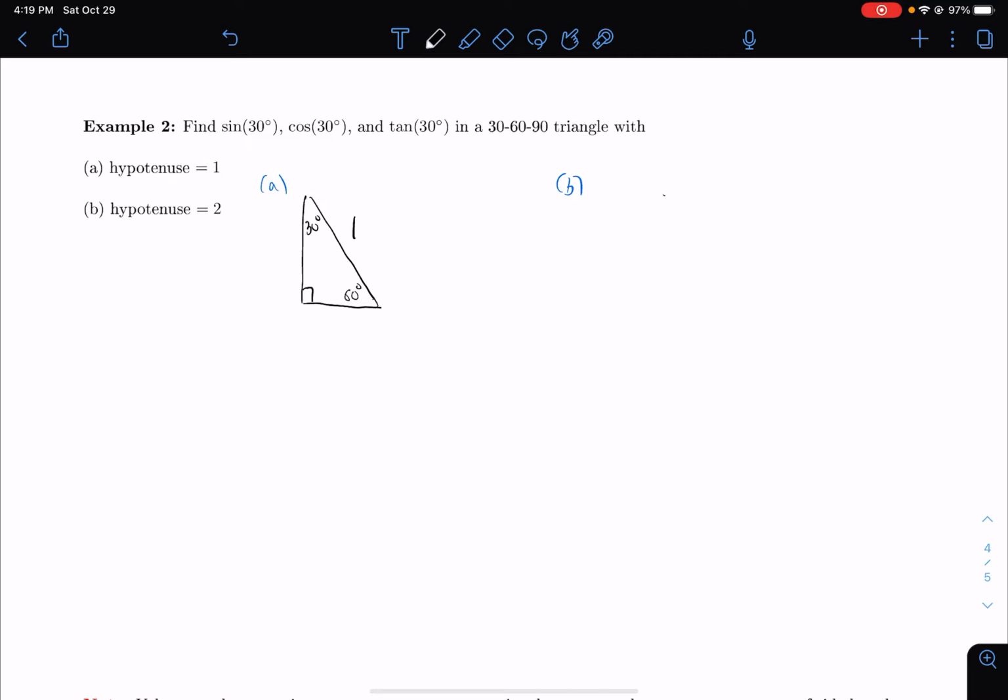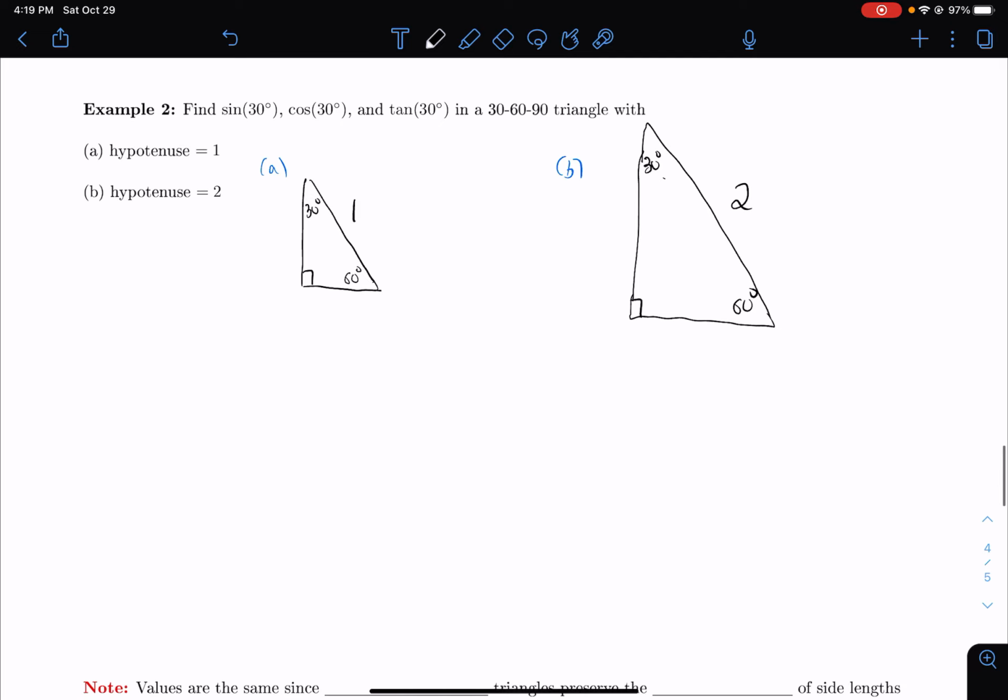But in part B, it says, well, now another 30, 60, 90 triangle, but bigger hypotenuse. So that's going to make a bigger triangle. So now the hypotenuse is 2, and I have a 30 degree angle, so the other angle has got to be a 60. Okay, so I have these two 30, 60, 90 triangles, but they just have different hypotenuses.